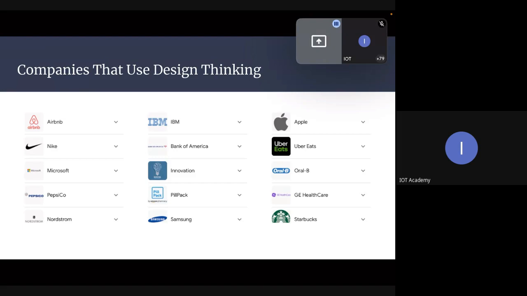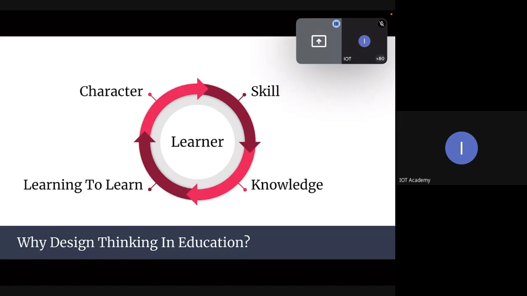Now, why design thinking in education? If we see education as a circle, then the learner is obviously at the center of that circle. And there are four main things that we want from education. One is knowledge. We want them to have information, to know things and understand things. But the main things we are concerned with are that we want them to develop skills, to have character, and to be curious and motivated to learn, which is learning to learn, right? So if I focus on only these three things, skill, character, and learning to learn, let's see what's happening.